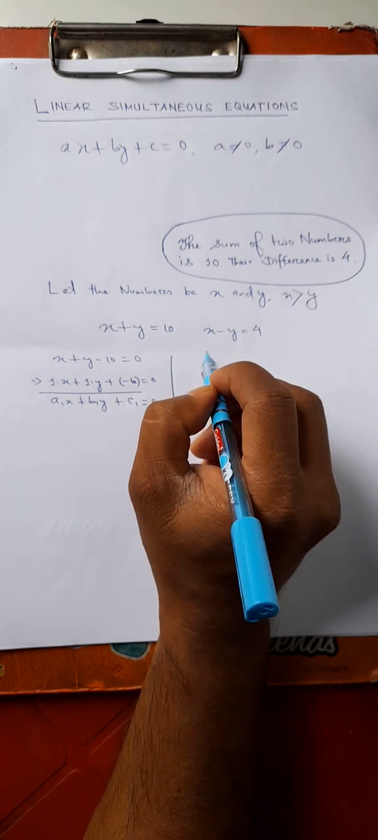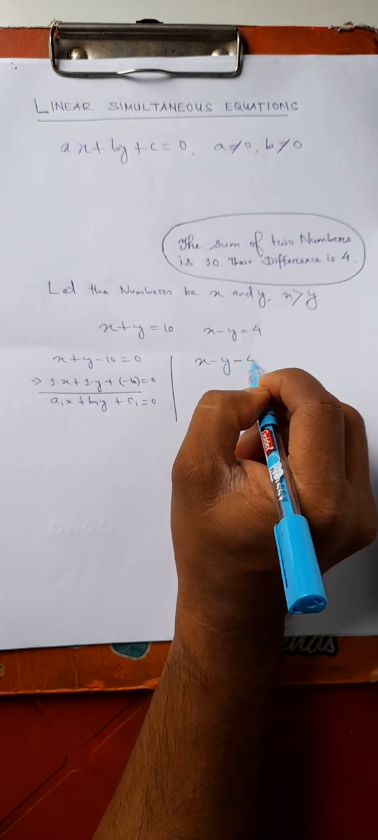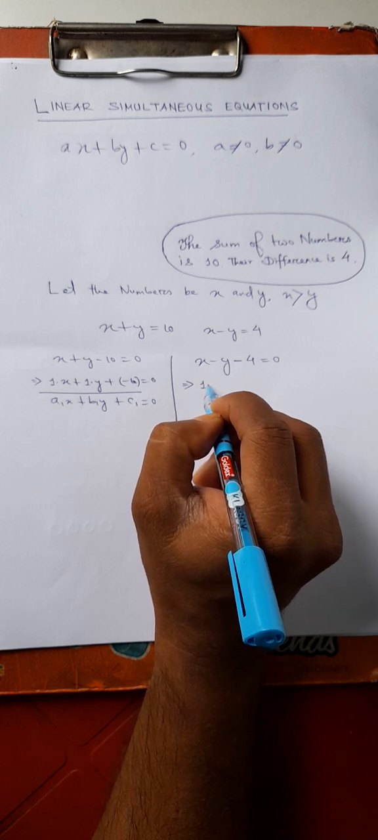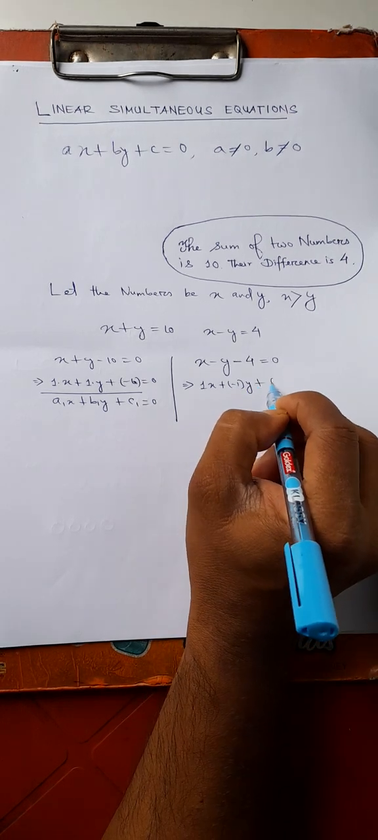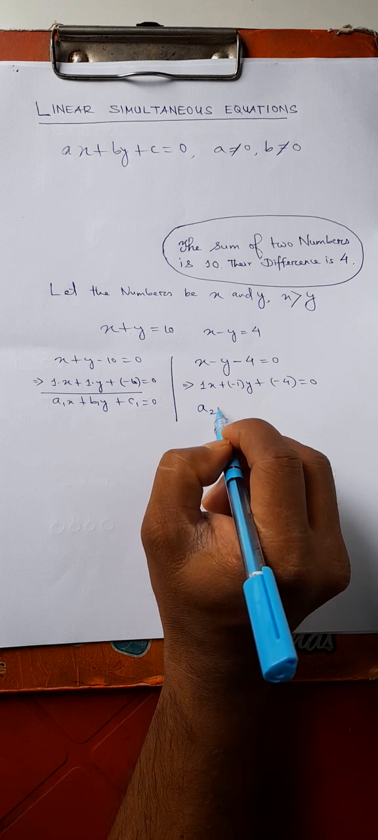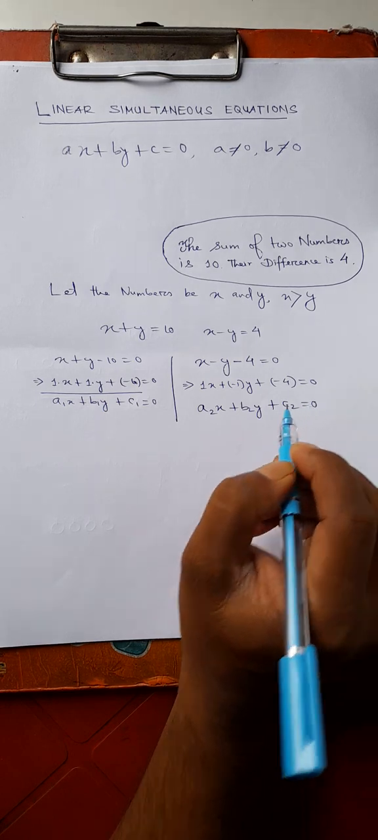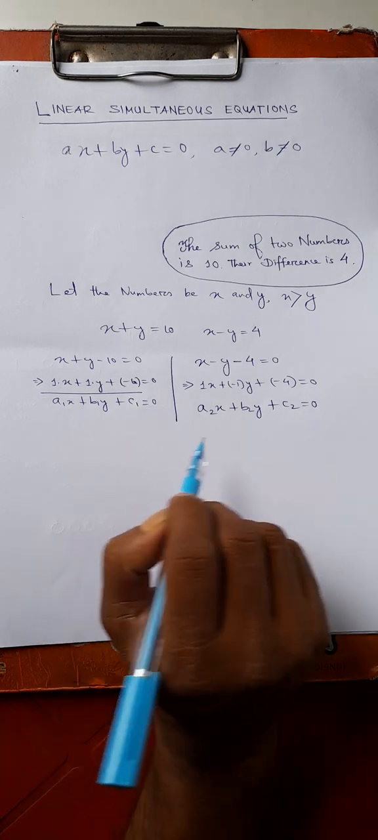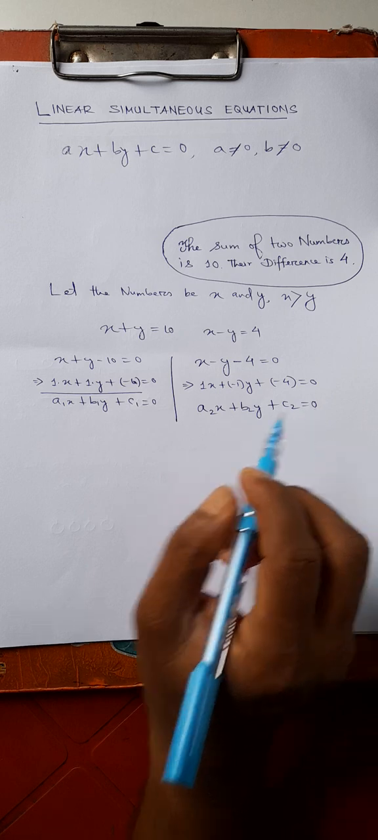Similarly, convert this equation into standard form. You will write x minus y minus 4 equal to 0, or you can write it as 1 multiplied by x plus (minus 1) multiplied by y plus (minus 4) equal to 0, or a2x plus b2y plus c2 equal to 0. It means the coefficient of x is, for example, 1 equal to a2, the coefficient of y is b2, and the constant term is c2.